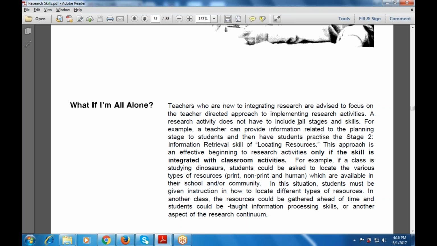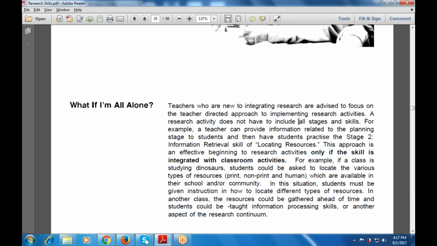For example, if a class is studying dinosaurs, students could be asked to locate the various types of resources, which may be print, non-print and human, that are available in their school or community. In this situation, students must be given instructions in how to locate different types of resources. In another class, the resources should be gathered ahead of time, and students should be taught information processing skills and other aspects of the research continuum.